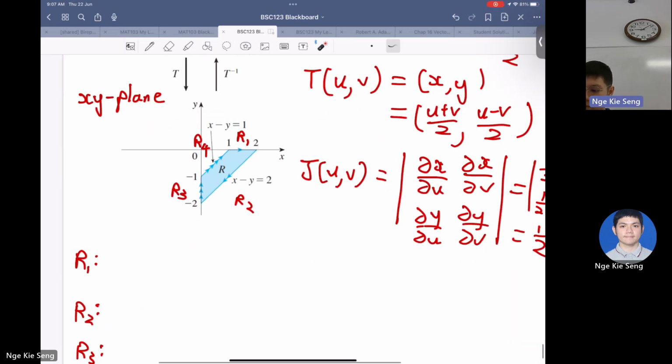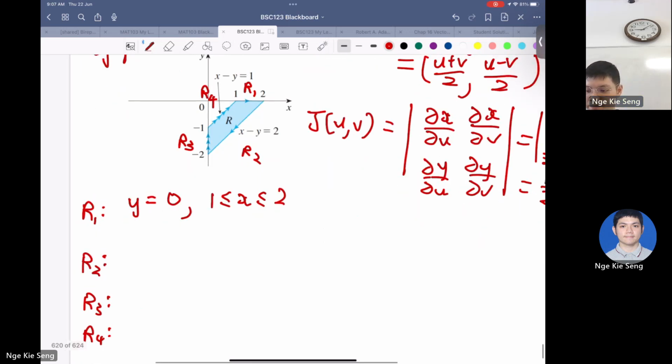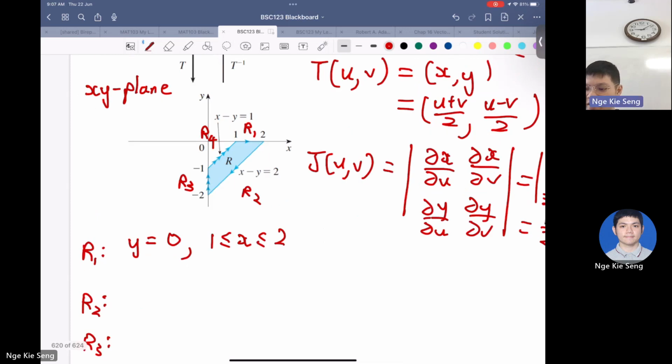So what is R1? What is the R1 line here? R1 is a horizontal line, y equals 0 for x from 1 to 2. How about R2? The line is given here, but do you know how to find it? Same also.